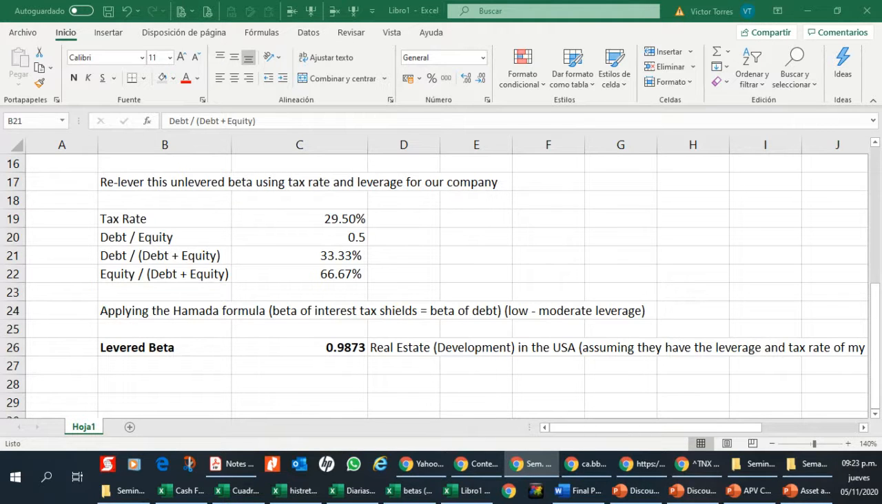Ya, ok, ya te entendí. Déjame sacar el parlante porque si no se escucha mejor.